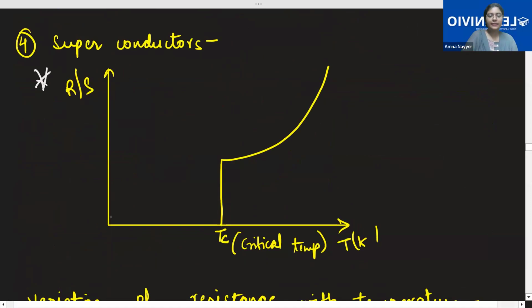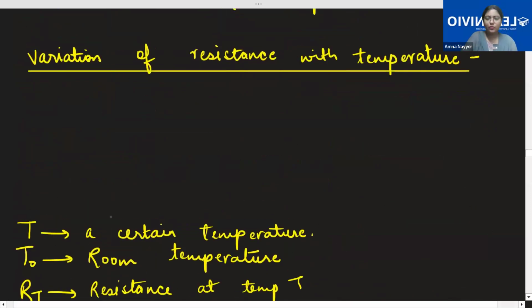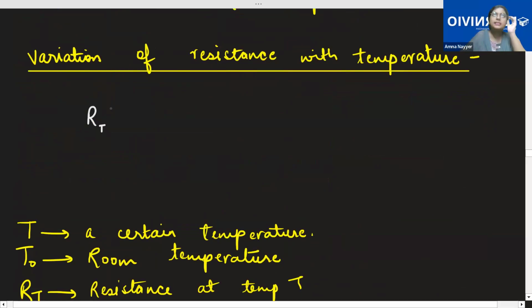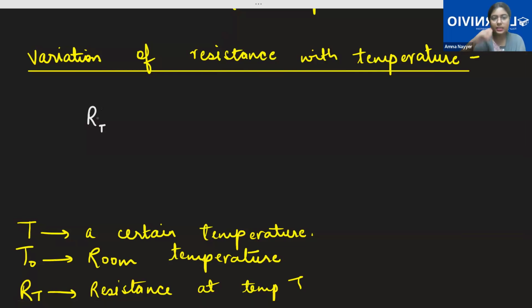Okay, let's see the formula of variation of resistance with temperature. You don't have any derivation here. You just need to remember one single formula. See, variation of resistance with temperature basically is that, let's say we have some resistance at the room temperature. Okay, this is the resistance at the room temperature.